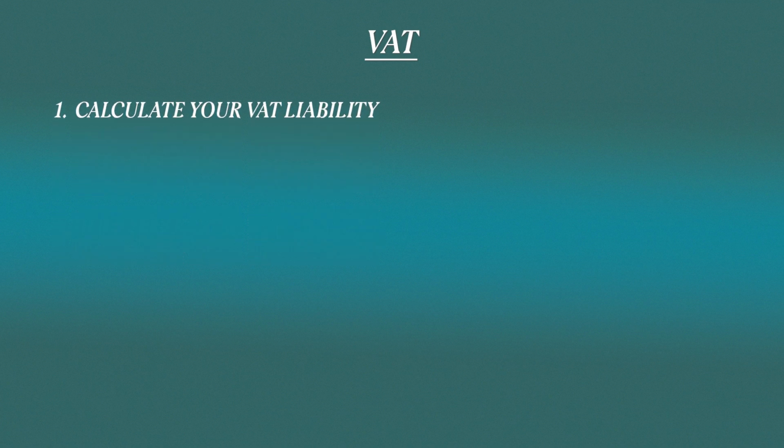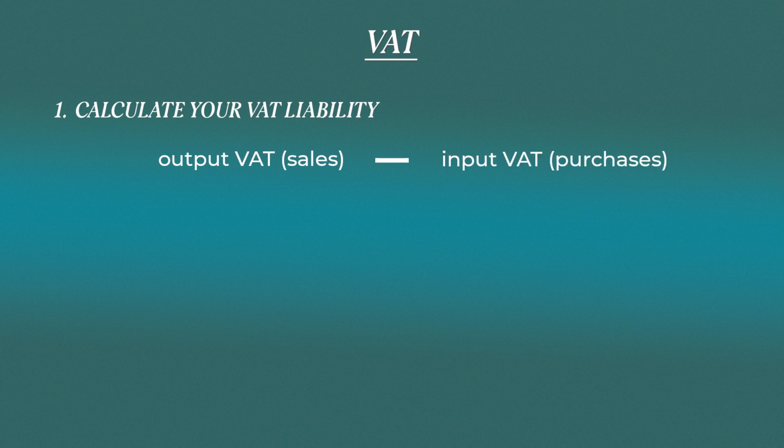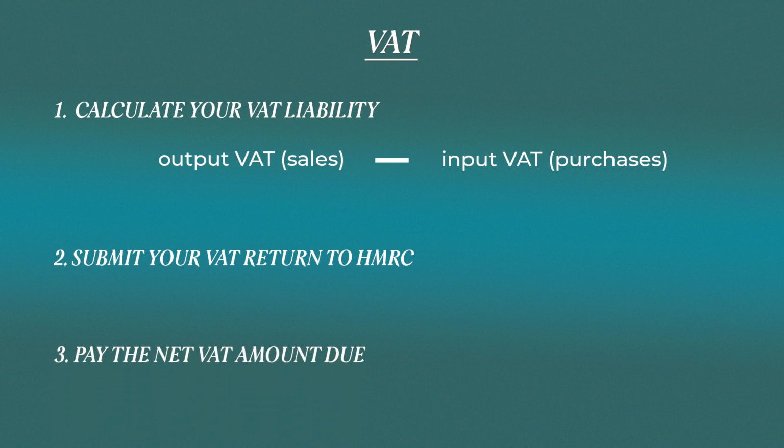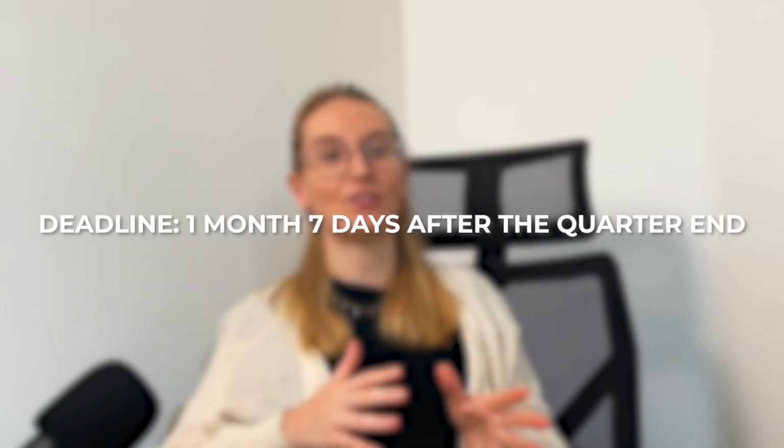So you want to calculate your VAT liability, so your output VAT, I know it sounds scary, but it's just your sales, minus your input VAT, so your purchases. You then need to submit your VAT return to HMRC and pay the net VAT amount due, so the difference. Most businesses operate on a quarterly basis, with the deadline being 1 month and 7 days after the quarter end. This is not only the submission deadline, but the payment deadline too.